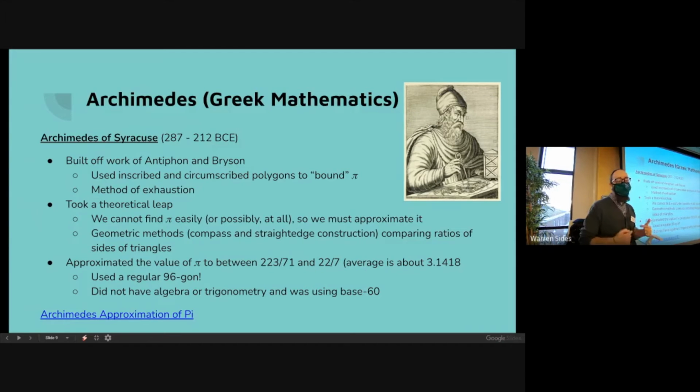In order for him to have done that, he would have had to start with the 6 like we did and build up to 96 sides. And just to be clear, that's 96 sides inside and outside. So we made 2 shapes and measured the perimeter around both of those and said pi is between those 2 numbers. That is an impressive feat for 200 BCE, over 2,000, almost 3,000 years ago.